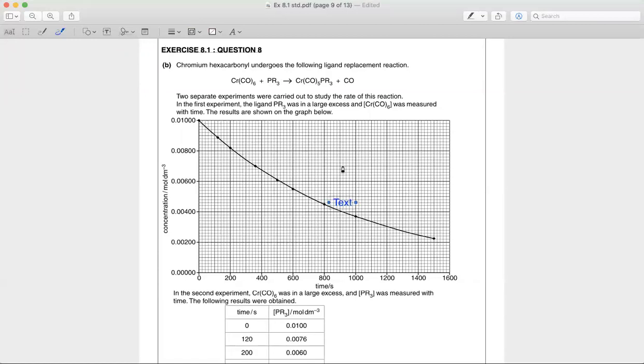So you need to label the first curve that you have here, it is for the chromium complex, okay? Because it says PR3 was in large excess and the concentration of chromium was measured with time. So that means this graph is showing you how the concentration of chromium complex changes over time. Okay, so Cr(CO)6. I'm gonna label that first.